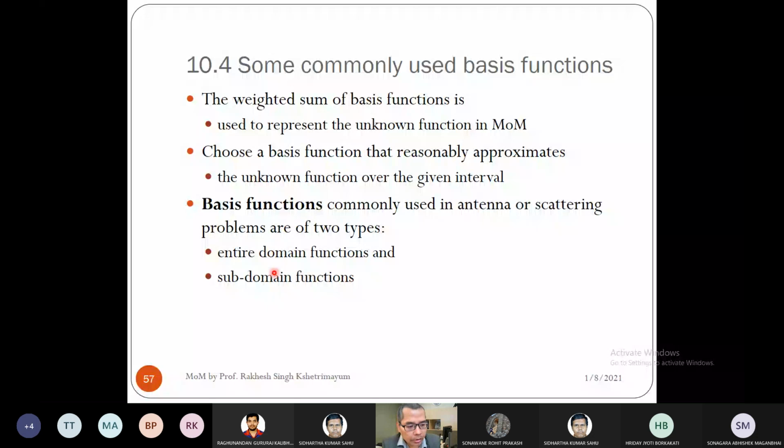So this is called an entire-domain function and it's very fast and quick, but then you need to have knowledge of the proper analysis of the structure you are analyzing. You would be able to guess what kind of function you will be getting from the analysis. But for a subdomain basis function, you don't need to know anything about the solution of the electromagnetic problem. You can apply it for any kind of problem.